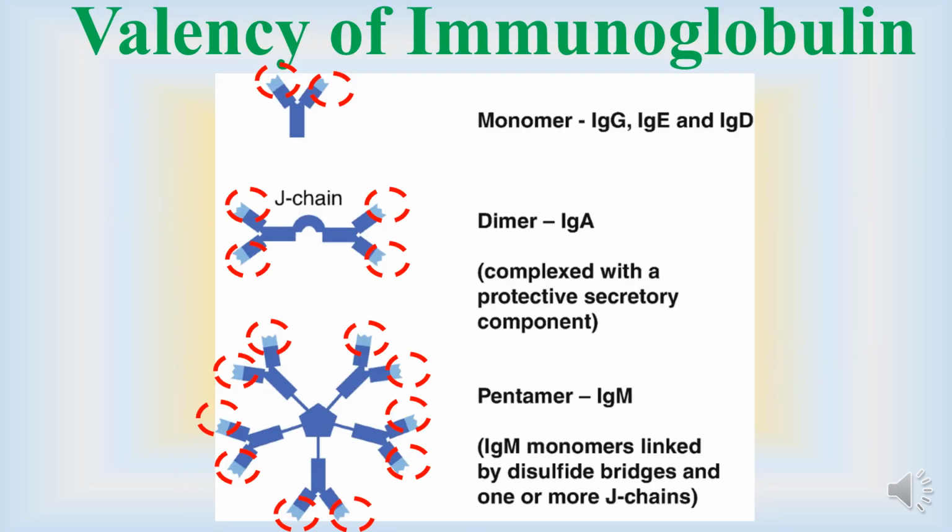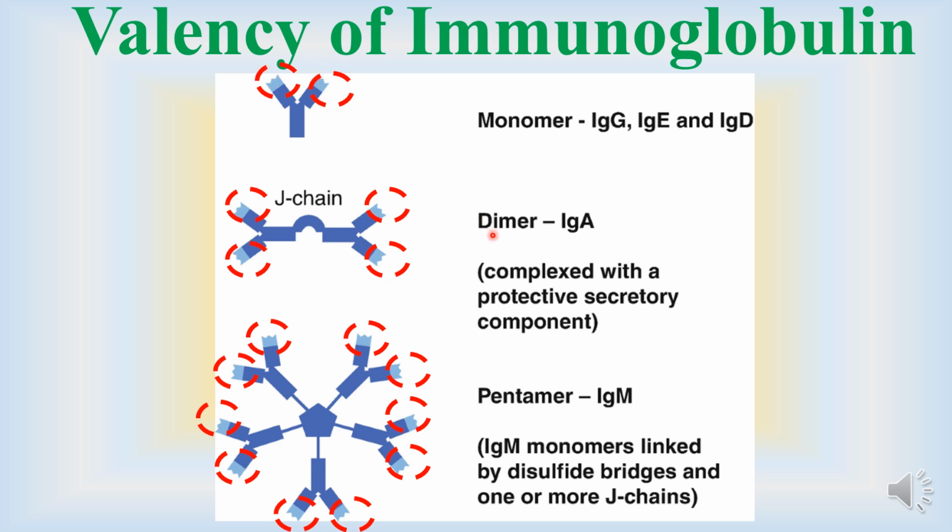Now we will take a look at the valency of immunoglobulins. So there are different valencies of each immunoglobulin. Valency means the ability to bind to number of antigens. So if there is a single immunoglobulin, that is monomeric immunoglobulin, which includes G, E and D immunoglobulins, they can bind to two antigens as they have two antigenic binding sites.